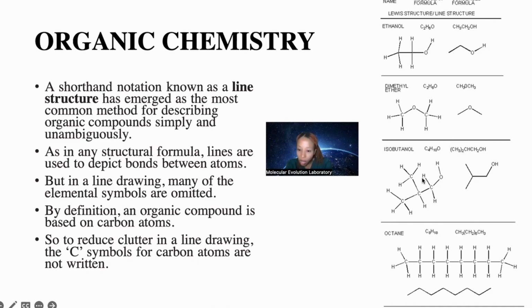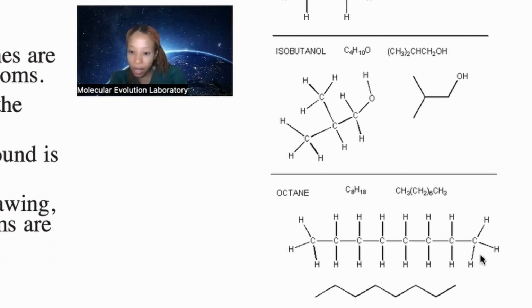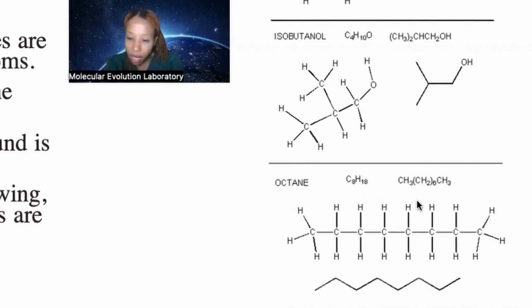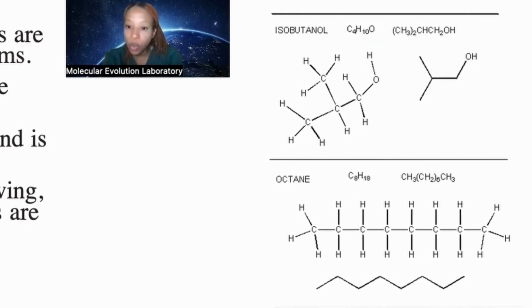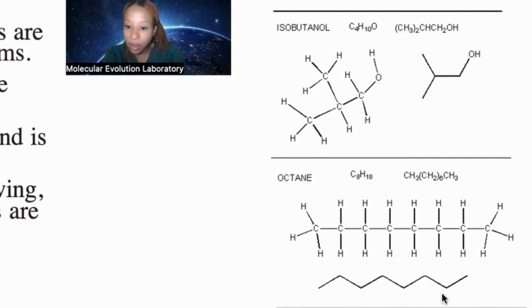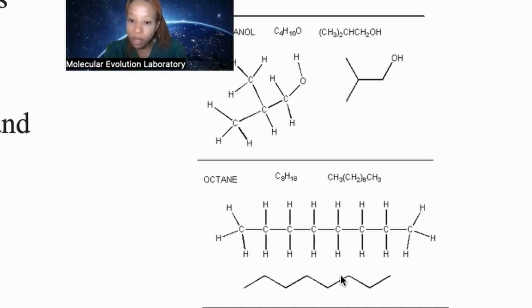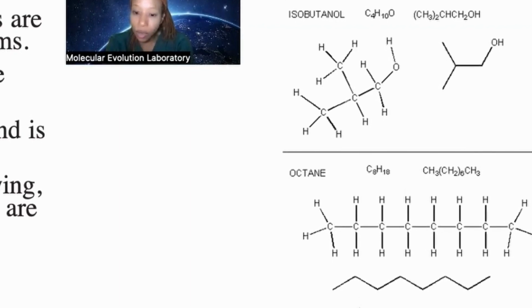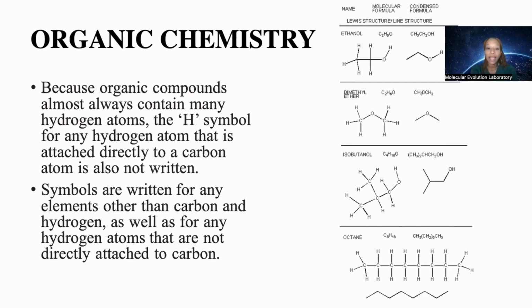You have isobutyl here, a similar expression, octane as well. This is the 3D representation, or the two-dimensional structure, or the Lewis structure, and this is the line drawing where, naturally, you would expect that the carbon atom would be here, and hydrogen would be here as well as here. Symbols are written for any element other than carbon and hydrogen.